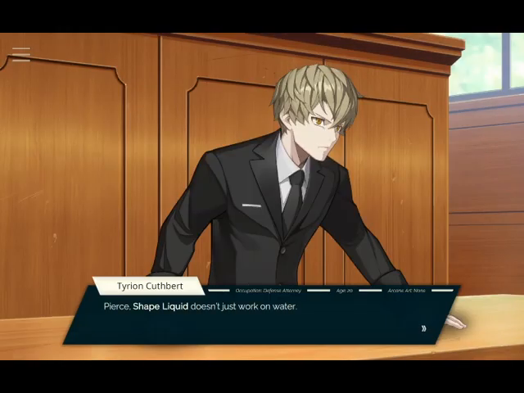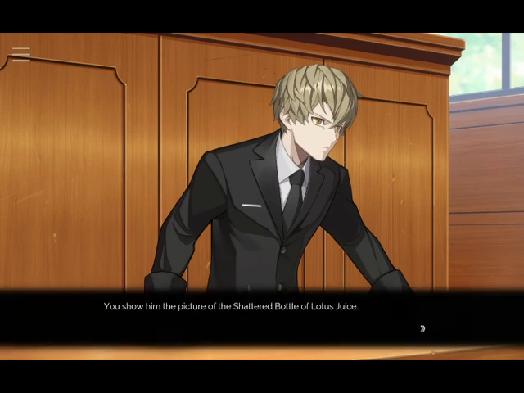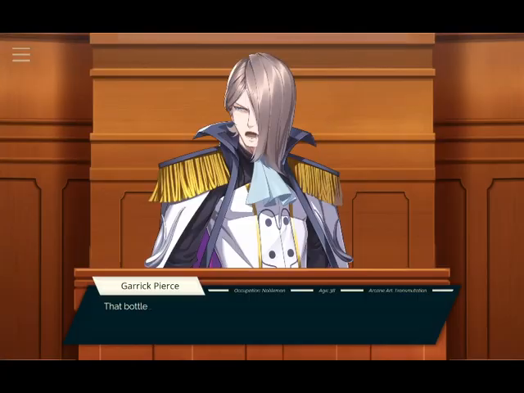Pierce, shape liquid doesn't just work on water. It works on all liquids. The shattered bottle contains the liquid that you cast your spell on, didn't it? You show him the picture of the shattered bottle of lotus juice. That bottle.